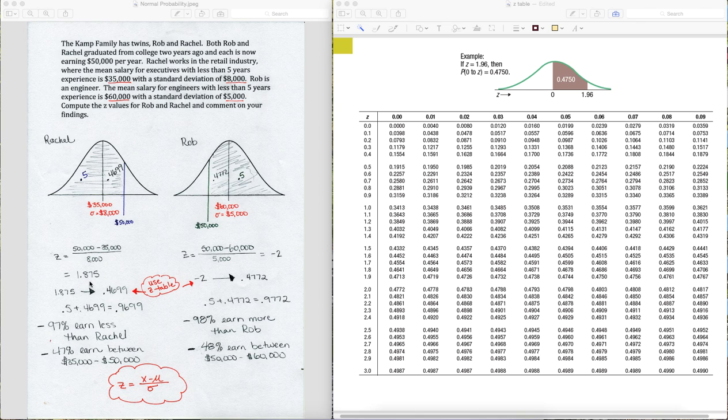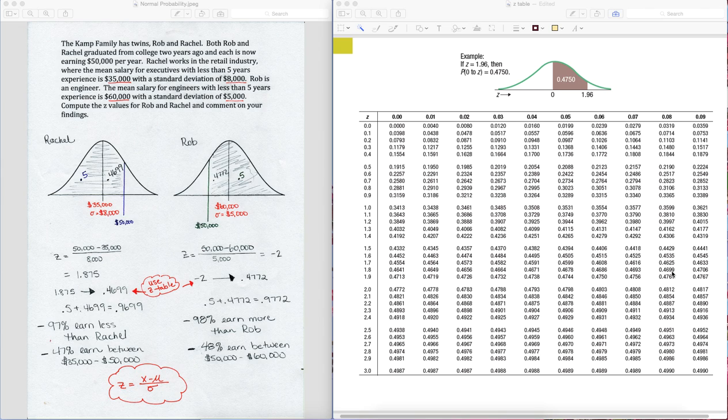So we need to look that up on the z-table. So come back over here to the z-table, which is in the very back flap of your book. It's also Appendix B. So we go down here, hit the first part of z. We need to go down to 1.8, which is right here. And then we need to go over to 0.8, roughly. So let's go here, 0.4699. This is the area under the curve associated with the z-value of 1.88.